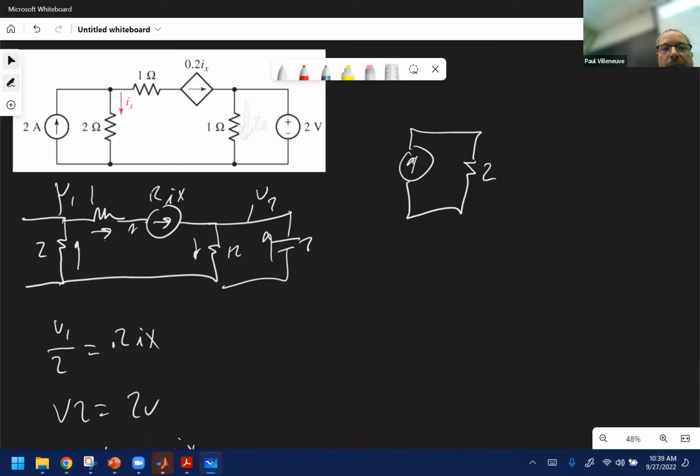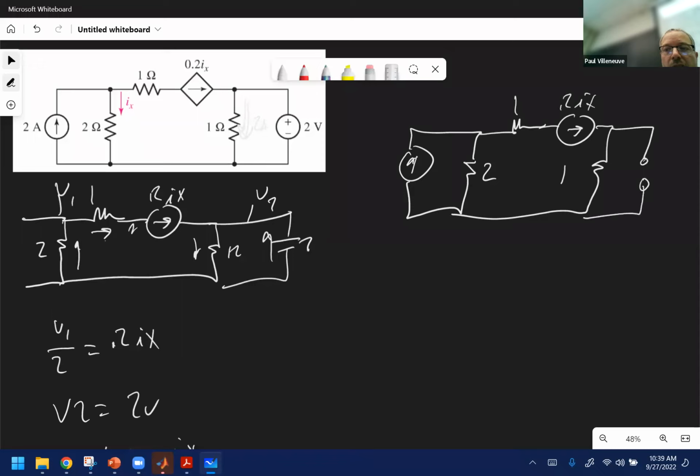Our 2 ohm. 1.2 Ix. 1, and this is a short circuit, correct? So immediately what we see is this 1 ohm resistor is out of the picture. That's gone because it's shorted out, right? So no current is going to go through the 1 ohm resistor because it's shorted out.